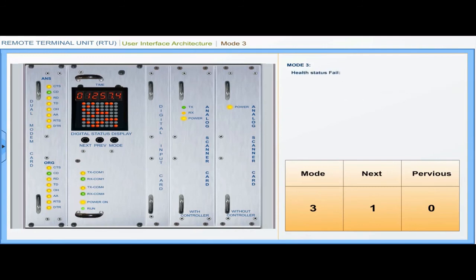Health status fail. In this condition, the analog health status is not fine, that is, fail. Note, here the next key is used to view the next channel value and the previous key is used to view the value of the previous channel. The message is displayed on 7 segments as shown.